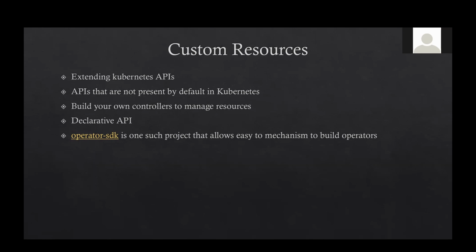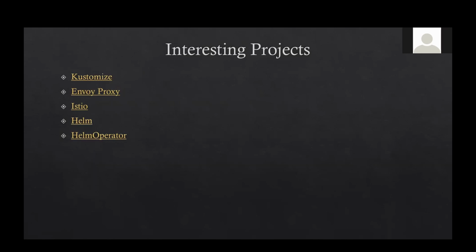And yes, I think that is pretty much it. These are other interesting projects that you probably want to keep an eye on. There is Kustomize, which does really amazing things with your Kubernetes resources and custom resources. Envoy Proxy is a service mesh proxy. Istio is a service mesh. Helm is a standard mechanism of deployment of Kubernetes resources via charts. So we have Helm charts to deploy resources on Kubernetes.